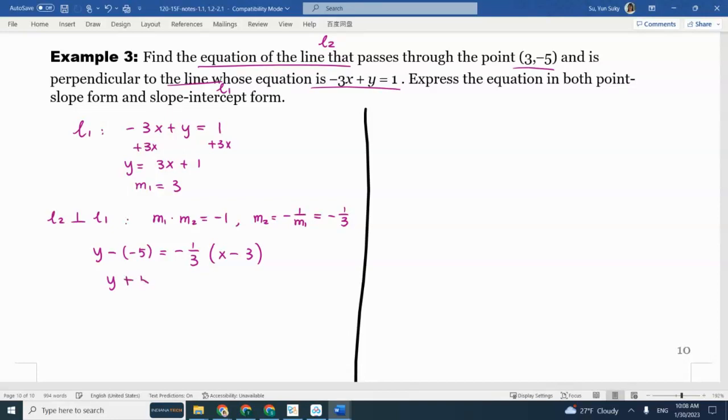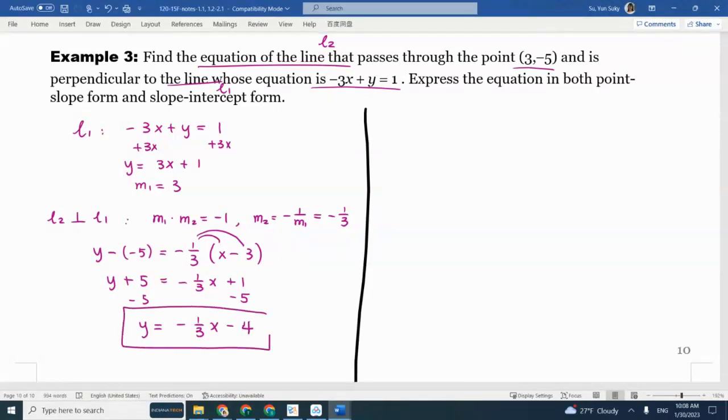y minus minus becomes plus. Let's distribute. Negative 1/3 x. What's negative 1/3 times negative 3? 1. Right, everybody? Okay, so we want to solve for y. Yeah, we want to get slope-intercept form. So we subtract 5. So y equals negative 1/3 x minus 4. Right, everybody?